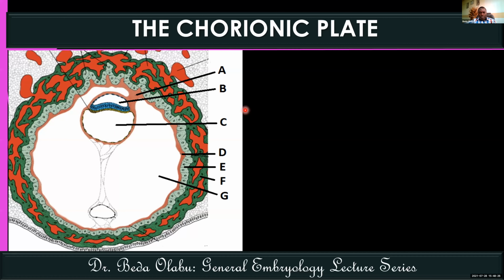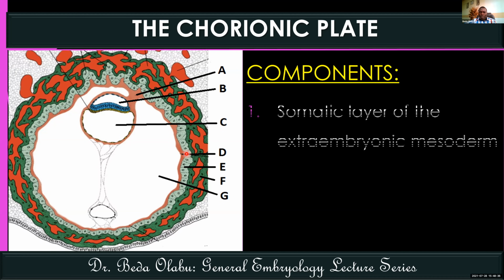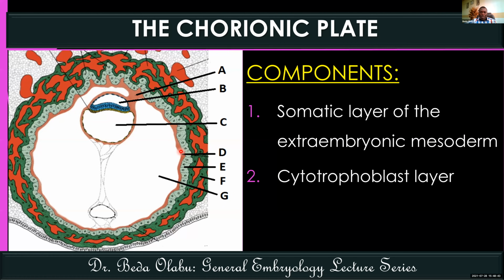Now, the fourth fetal membrane is the chorionic plate. What are the components of the chorionic plate? The components of the chorionic plate are the following. We have the somatic layer of the extraembryonic mesoderm. We have the cytotrophoblast, and we have the syncytiotrophoblast. These are the components of the chorionic plate.